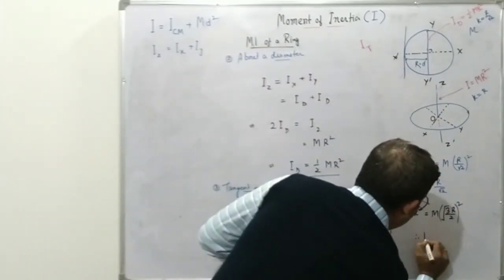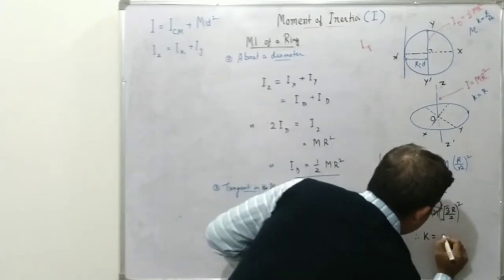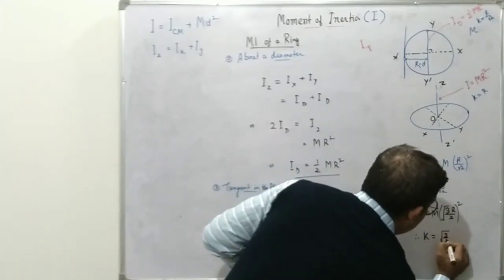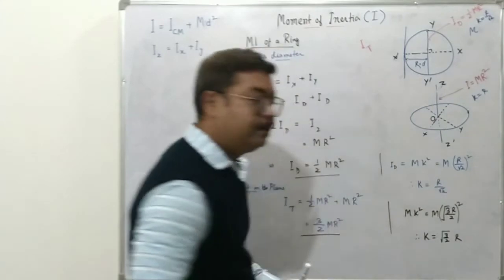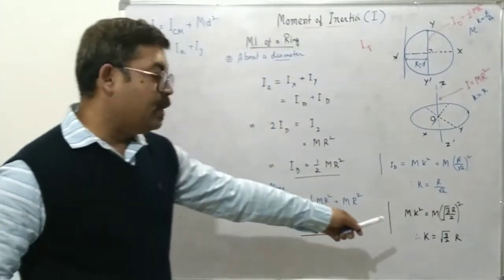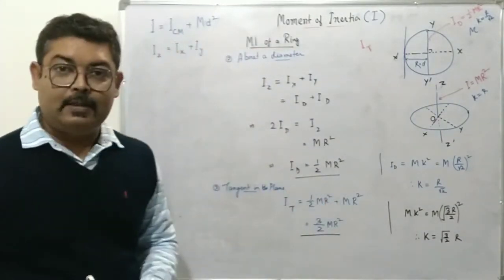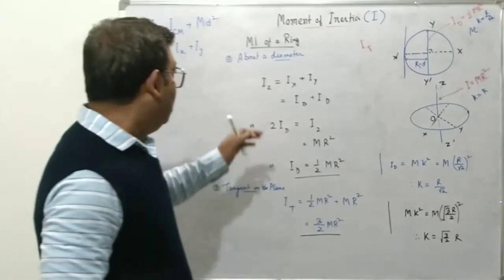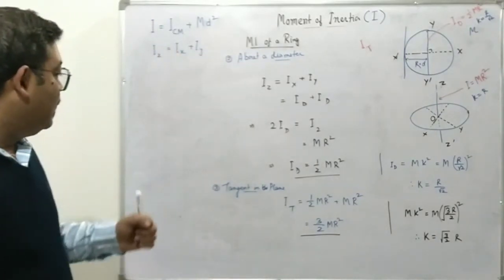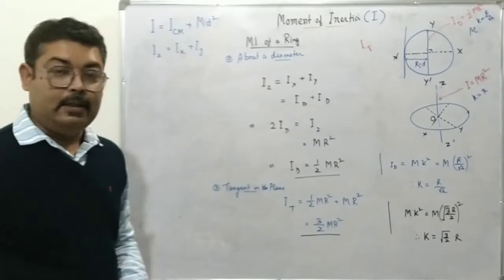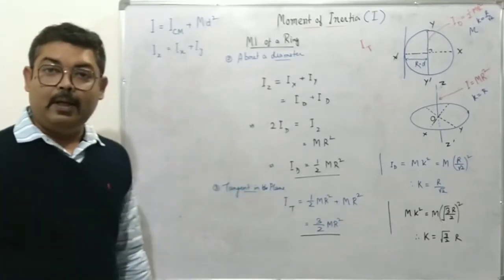Therefore, the radius of gyration this time will be root 3 by 2 r. See how the radius of gyration is changing with the choice of axis. Okay. Now we also have another case. We can also have a tangent not in the plane but perpendicular to the plane.